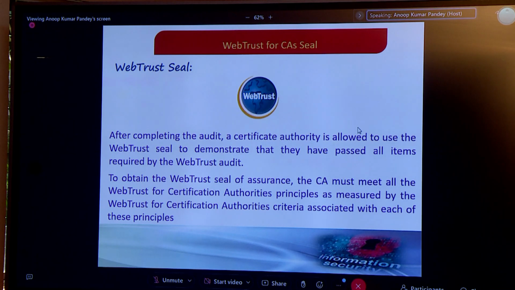So after completing the audit, this is a seal which has been given by WebTrust. So the company, having demonstrated that it meets the regulations or the requirements, can have this seal delivered to them.